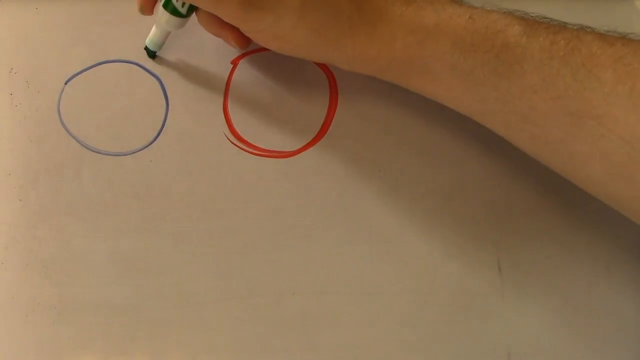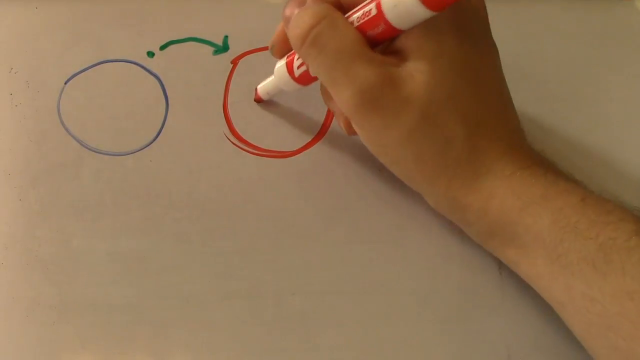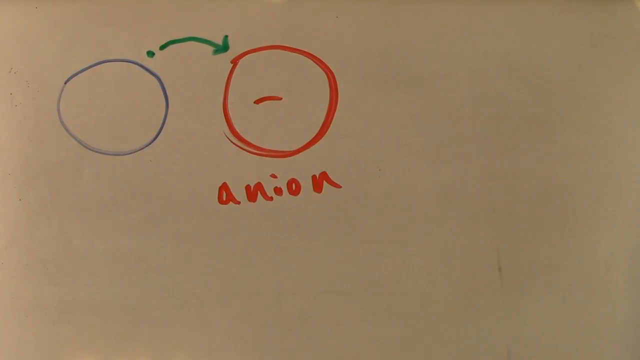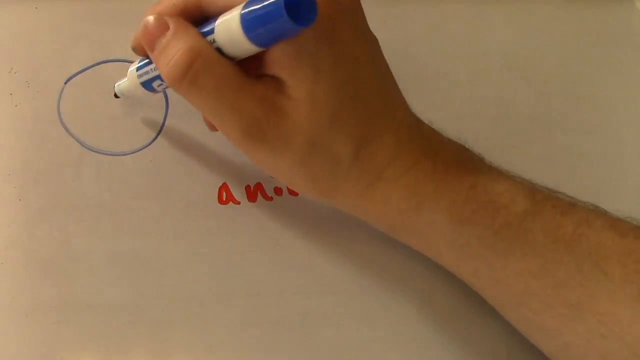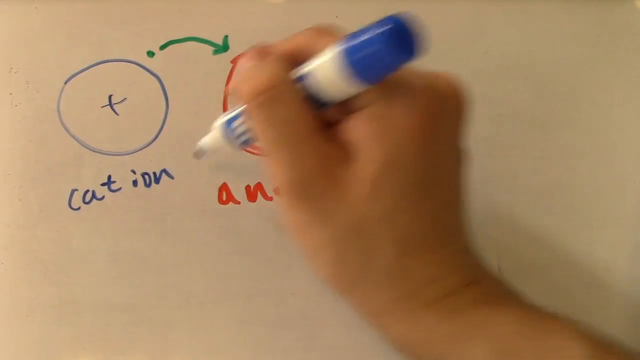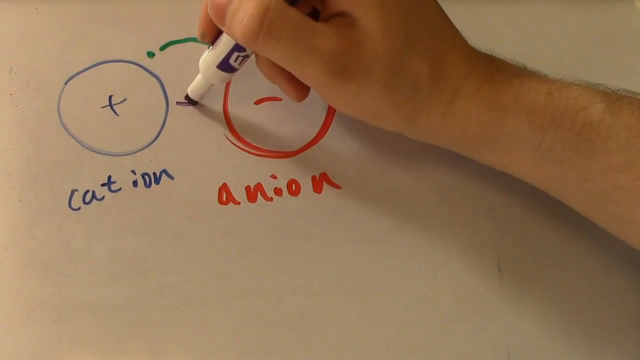These are bonds where one of the elements steals an electron from the other element. This causes the electron stealer, hereafter referred to as the anion, to be negatively charged, while the electron donor, called the cation, has a positive charge. As such, these atoms are now attracted to each other due to the electromagnetic force.